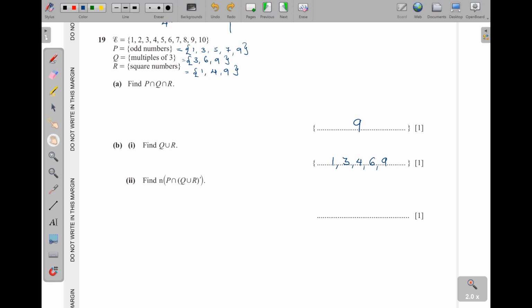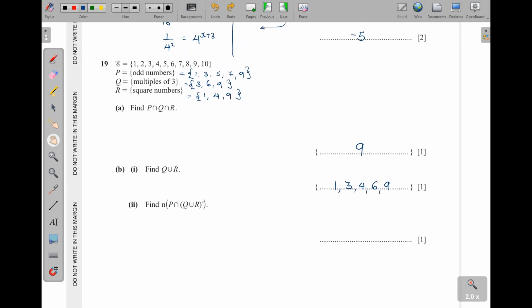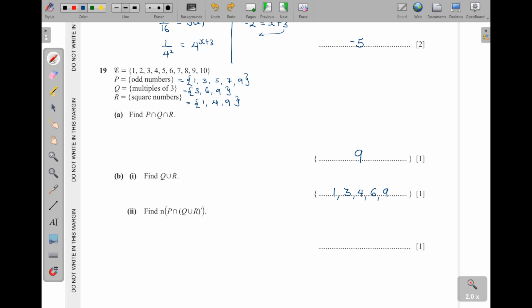So P intersection, then Q union R complement. Those are numbers that are outside of Q and R. So the numbers that are outside of Q and R and are in P, that's what it means, because it is an intersection. So outside Q and R, but they are in P.